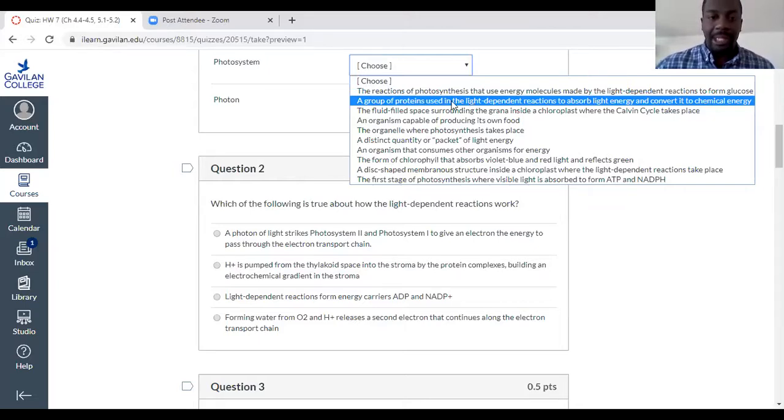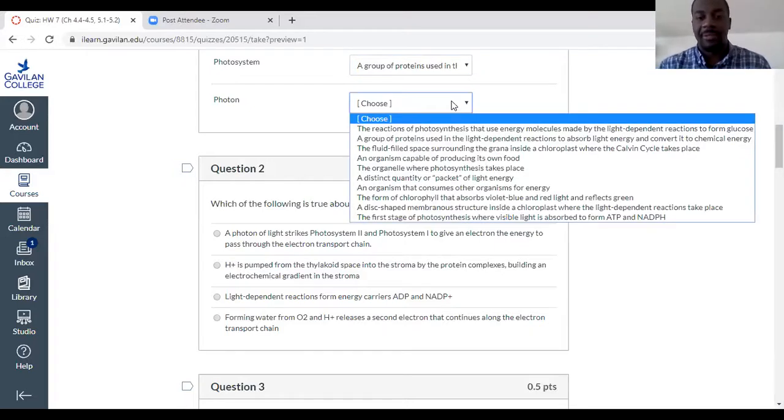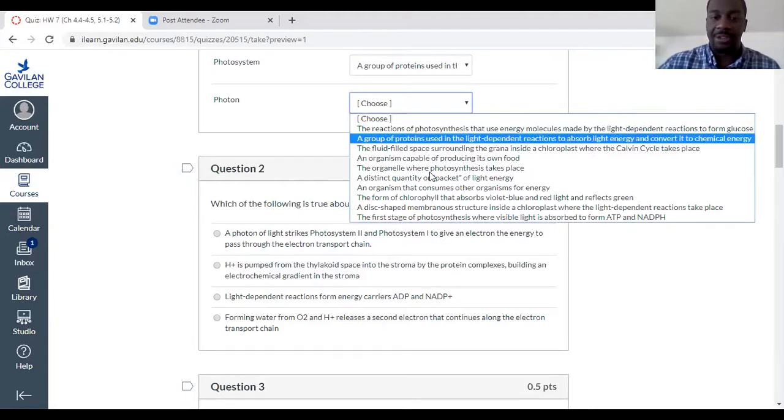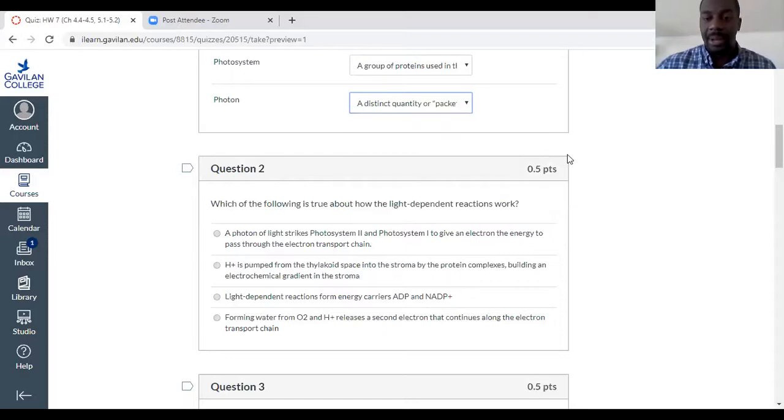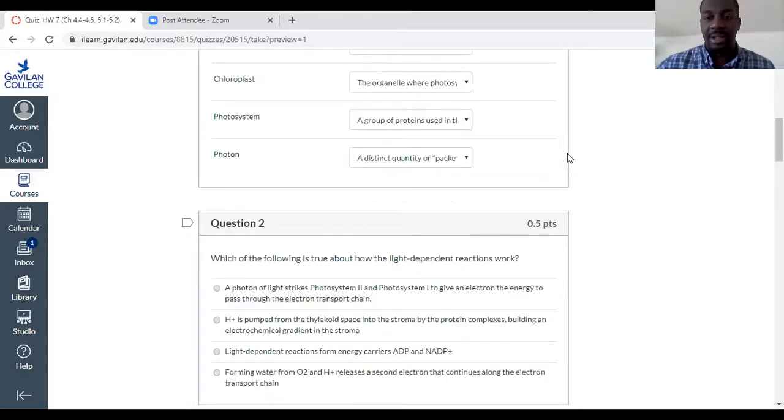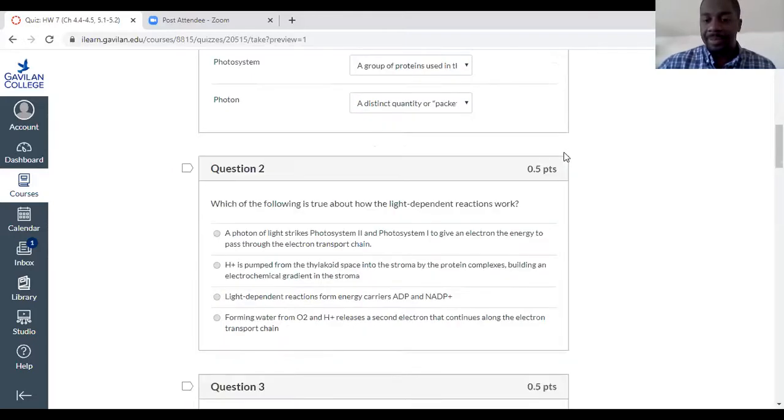Beautiful. And the last one is the photon. So what is a photon? A packet of light, right? So it's that packet of light energy. Perfect. And that is what actually stimulates the photosystems during the light-dependent reactions. Perfect. Okay, any questions on any of these definitions here?